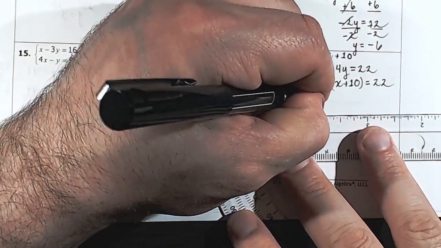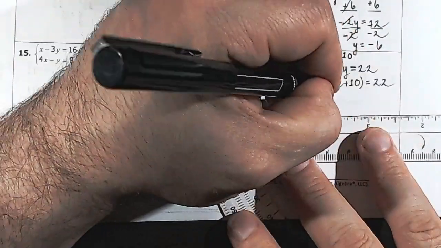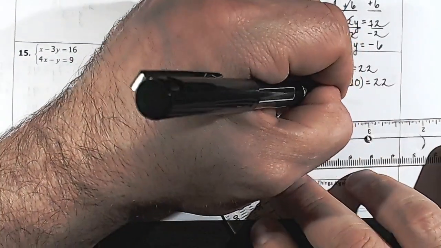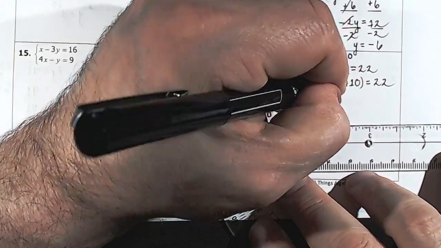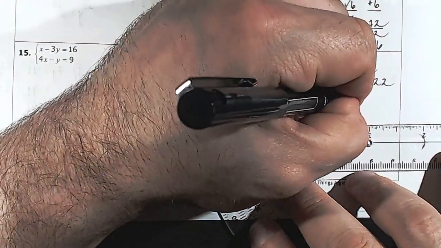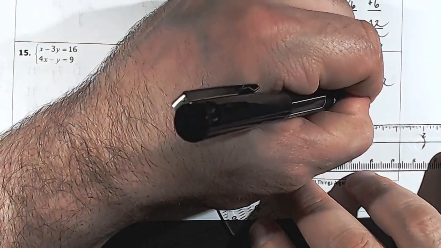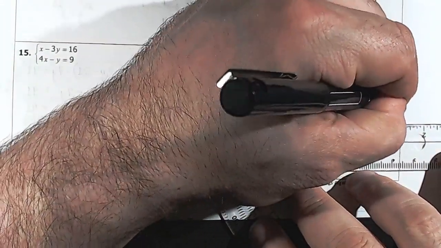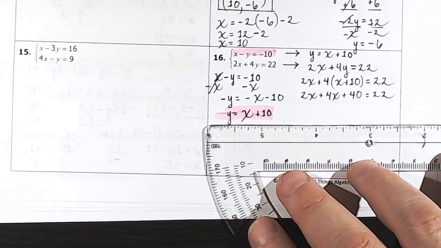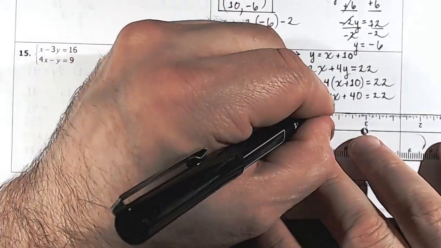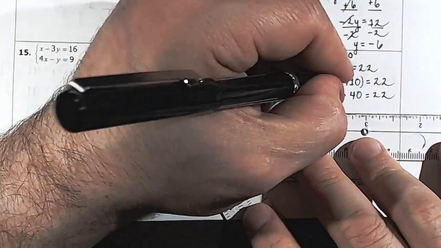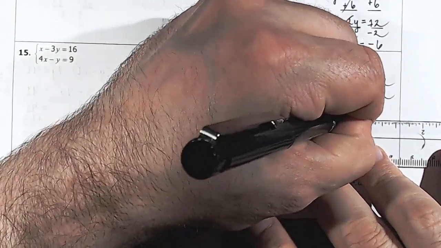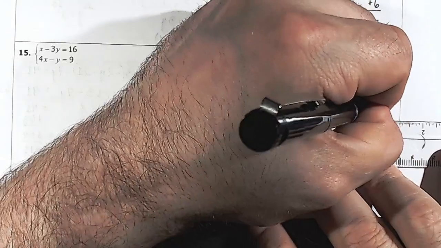I'm going to write 2x, and now I have to distribute the 4. Okay, 4 times x is 4x. 4 times 10 is 40. So plus 40 equals 22. All right, now combine like terms. Here are your like terms, 2x and 4x. 2x plus 4x, that's 6x plus 40 equals 22.